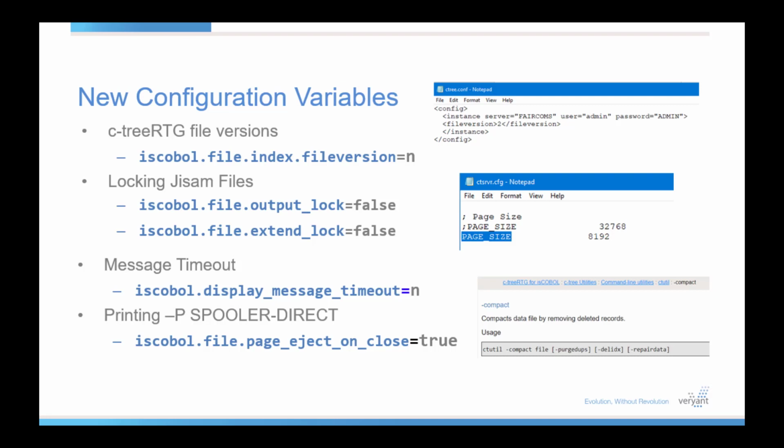The page eject on close was always available for other print files. In version 2022R1, it's been expanded to support -pspooler direct.